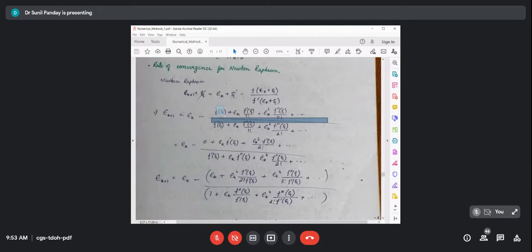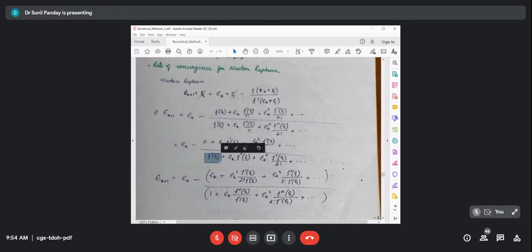Since this f of xi is 0, because xi is the exact root of the function fx. So if xi is the exact root of the function fx, f of xi is equal to 0, you will get 0. But in the denominator we have f dash xi, and this should not be 0. So we keep this as this one.